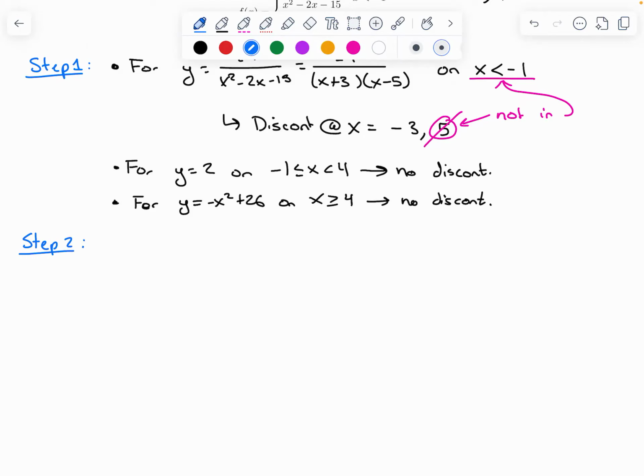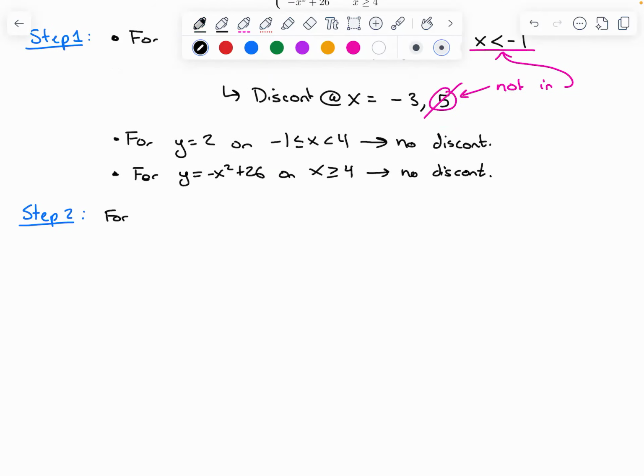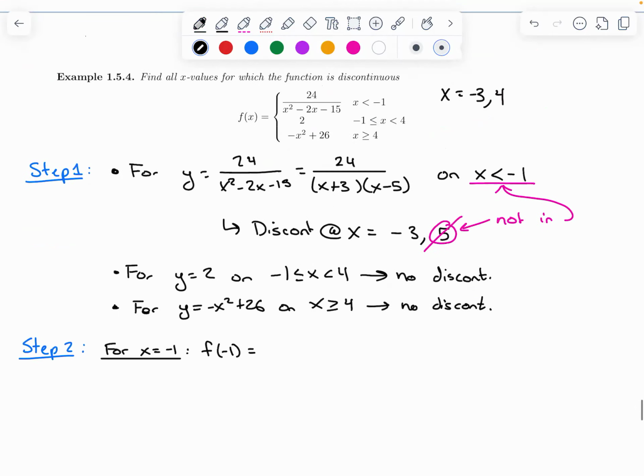Step two, we've got two dividing values this time. We've got -1 and we've got 4. So we'll check each one, see what happens, and go from there. For x equals -1, f of -1 equals, which function do I plug it into? Top, middle, or bottom function? The middle function. That's where it's defined as -1 less than or equal to. So it's just going to equal 2.